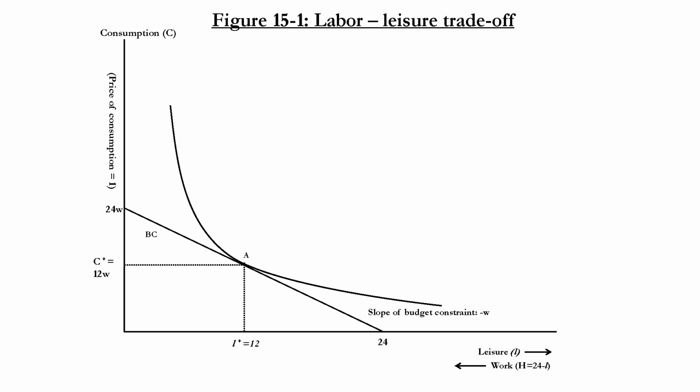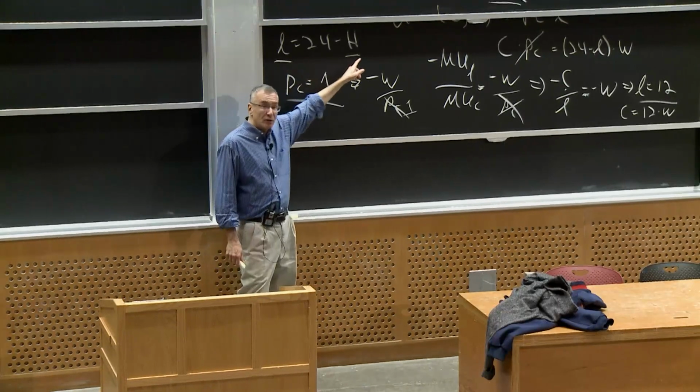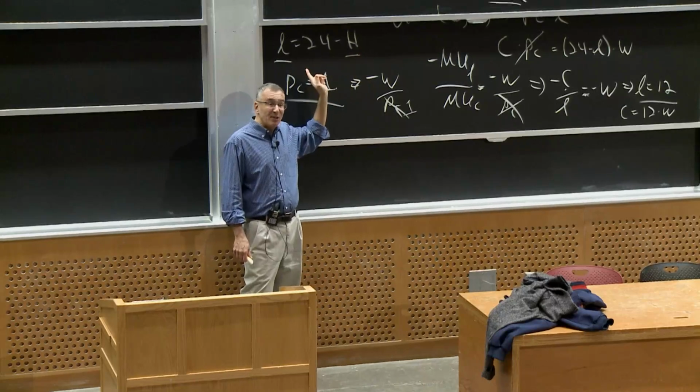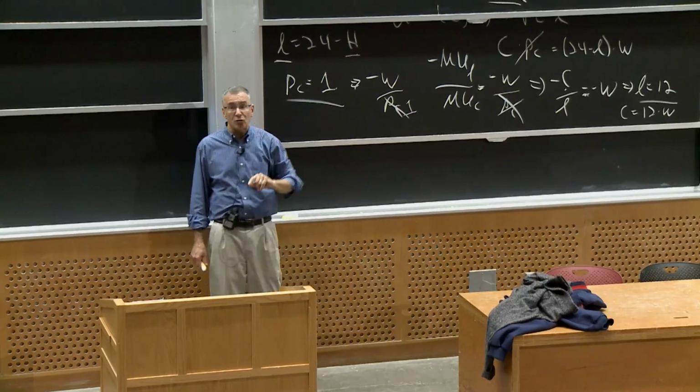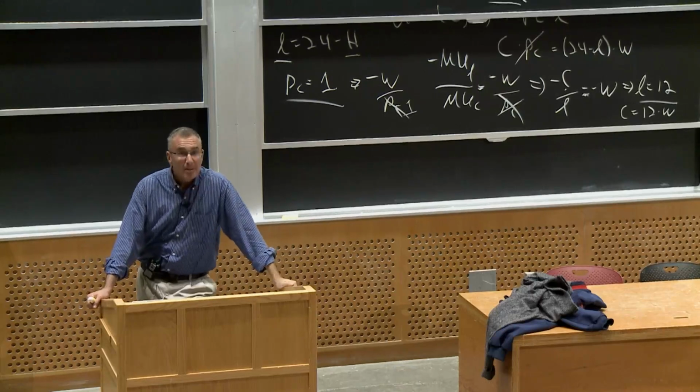You have an indifference curve, which is the ratio of marginal utilities, where that is tangent to the budget constraint, is at 12 hours of leisure and 12 W consumption. That is your optimal choice. You're done. How hard do you work? Well, we have this equation. You work 12 hours. But we didn't get to that till the very end. We only cared about leisure through the whole model. Okay? Question about that optimization.